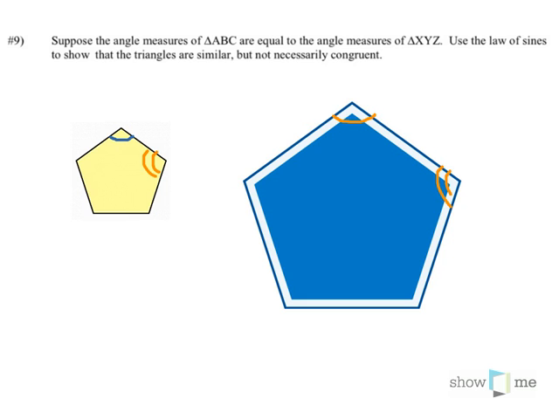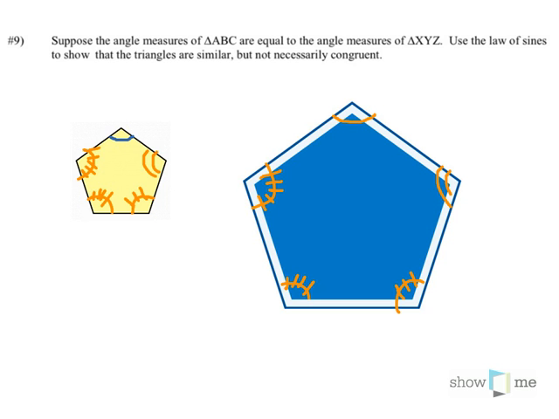So let's say the same number of arcs means the same measure. Say these are the same, these are the same, and these are the same. So the 5 angles in that first pentagon are the exact same size as the 5 corresponding angles in the other pentagon. That's part of it being similar.